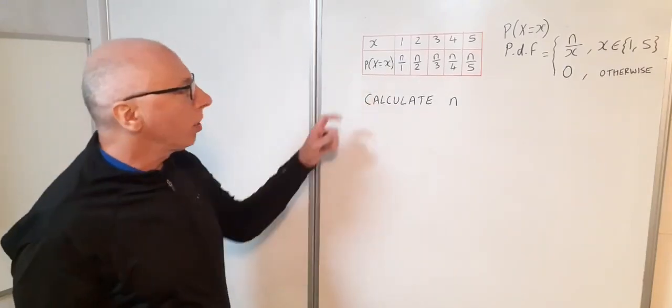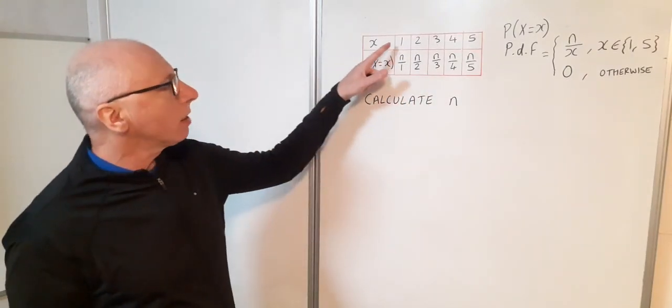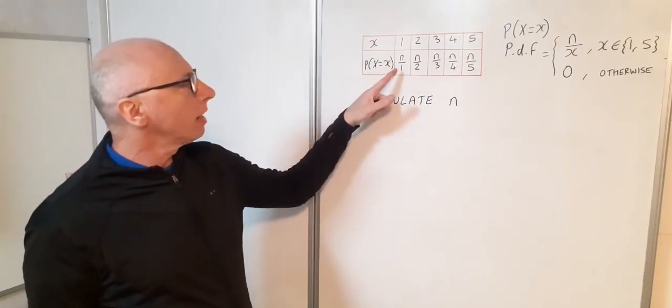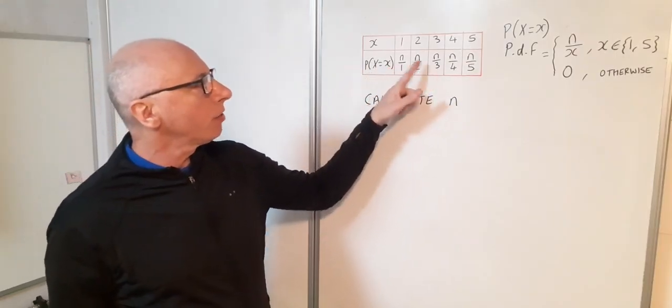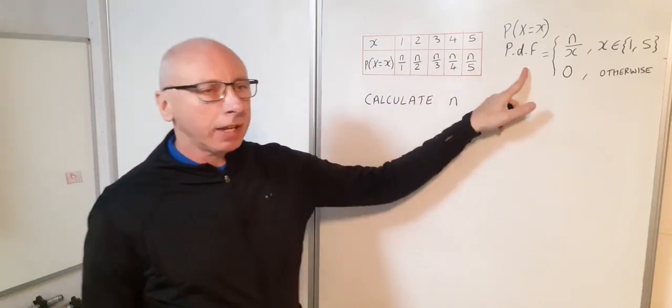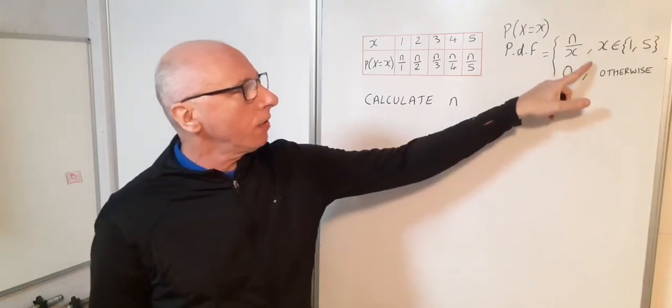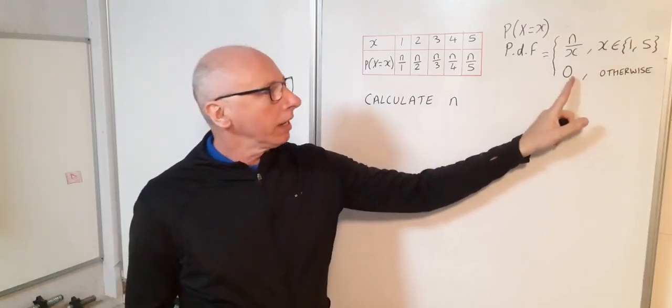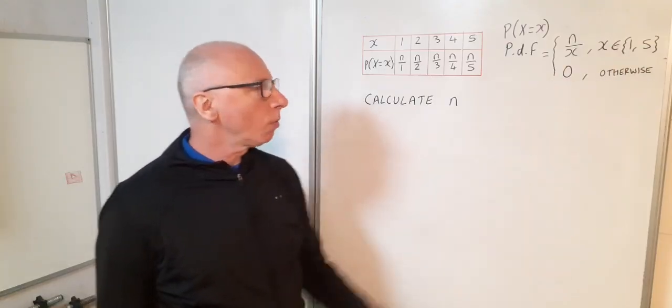So in this question here, we've got a sample space set up where x is the numbers from 1 to 5, and the probability x equals x is n over 1, n over 2, n over 3, in terms of basically n over x. So our PDF here, probability x equals x, is n over x for x is 1 to 5, and 0 otherwise. Now that's an important fact which I'll explain to you in one moment.